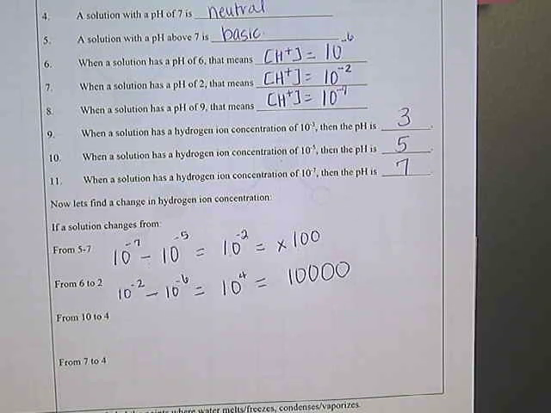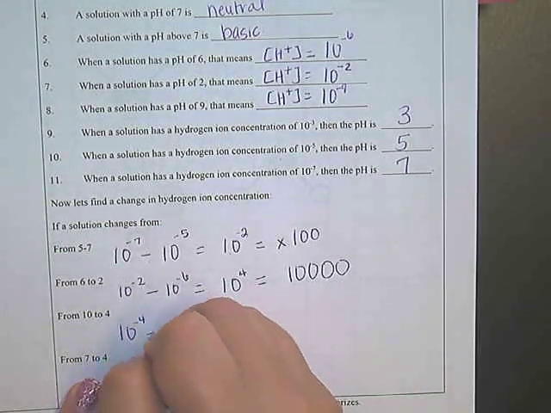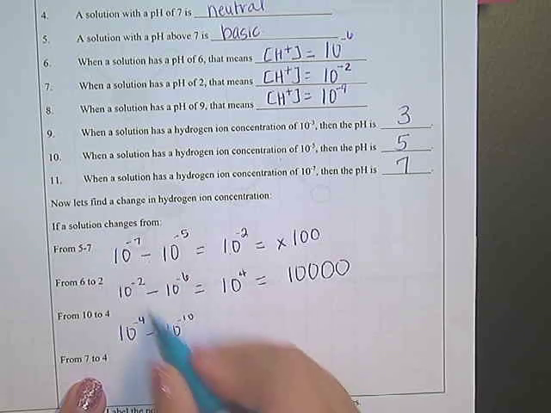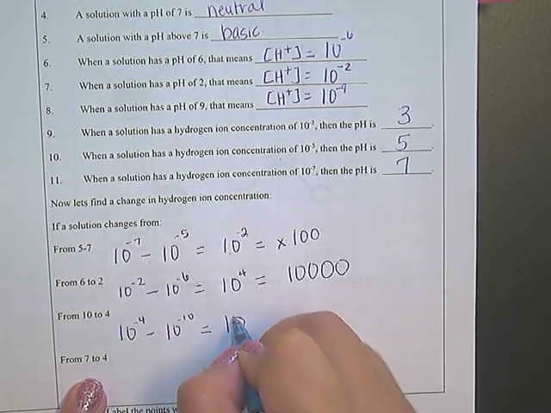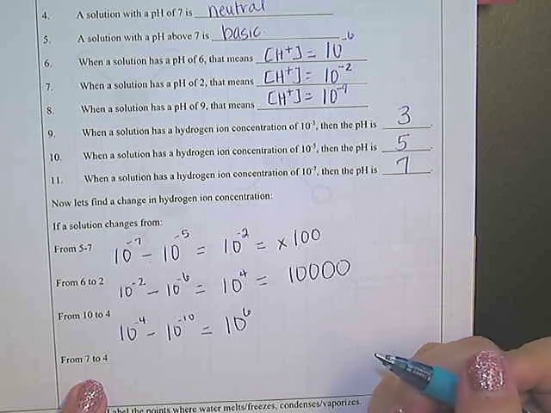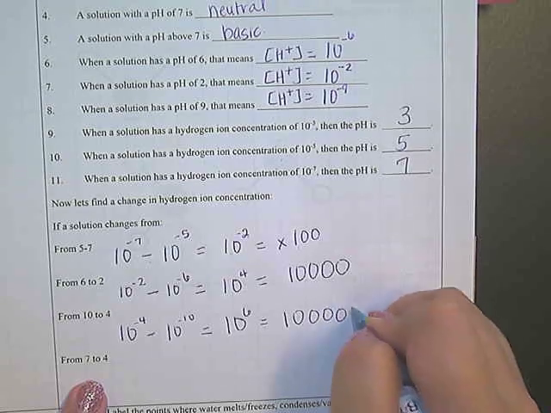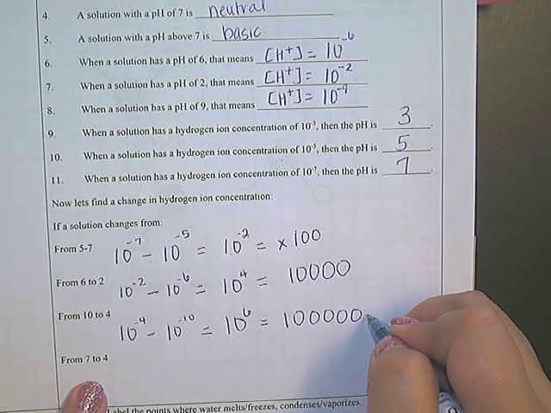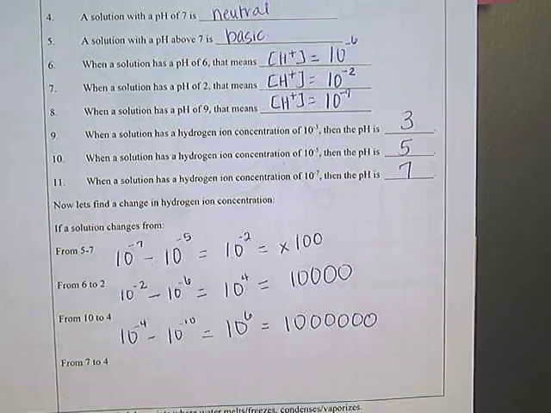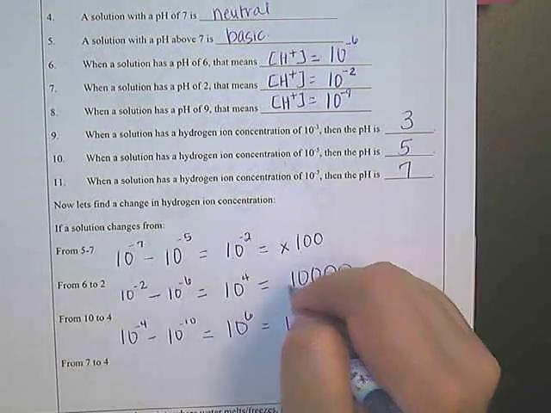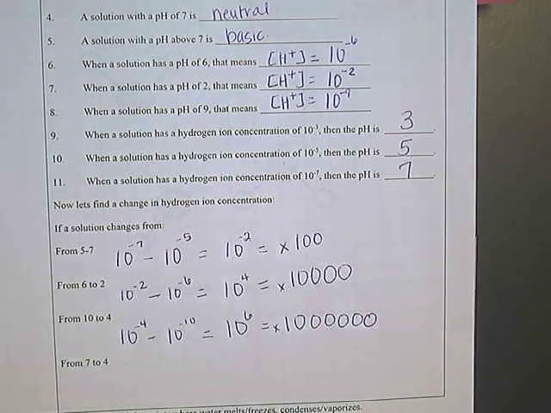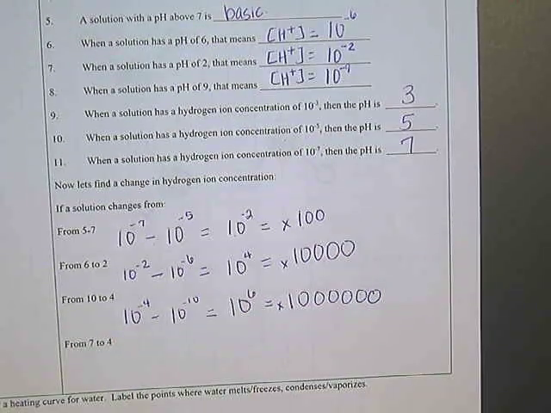Going from 10 to the minus 4 to 10 to the minus 10, negative, negative. This would be changing by a factor of 10 to the 6, which means it would change by a factor of 10 to the 6th. Again, you're not indicating whether it's increasing or decreasing. We're just discussing by what factor it is changing.